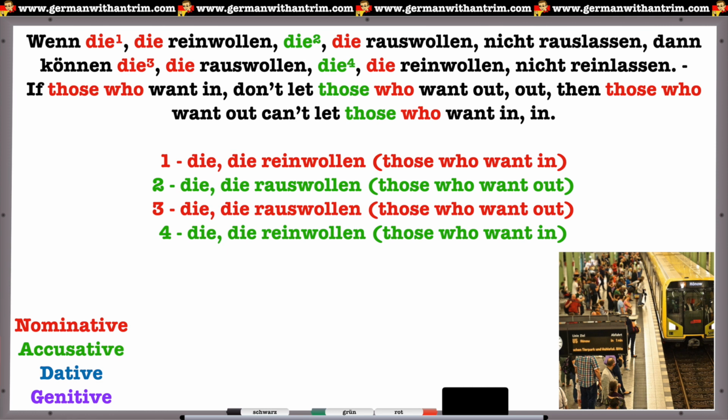In the clause that starts with dann, the first die refers to those who want out, which is why it's followed by die rauswollen, who want out. The second die refers to those who want in, which is why it's followed by die reinwollen.